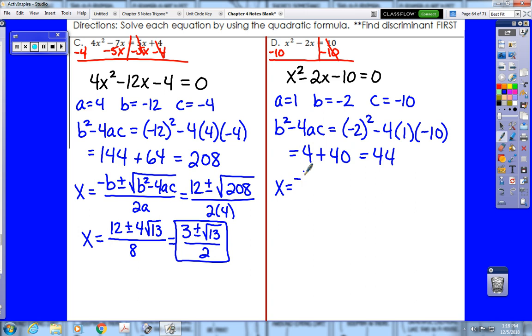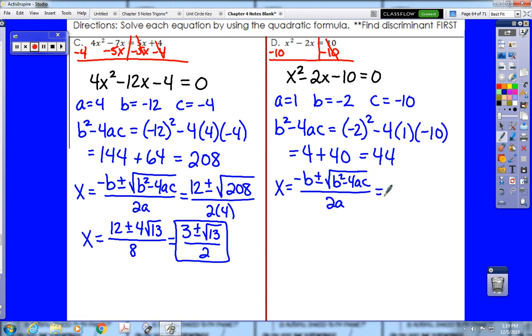That means x is the opposite of b plus or minus the square root of the discriminant, all over 2a. Same steps we've been doing in the last 3 examples. -b would be 2 plus or minus the square root of the discriminant, which is 44, over 2 times 1. So x would be 2 plus or minus 2 root 11, because this reduces to 2 root 11. It's 4 times 11, and the square root of 4 is 2, over 2.